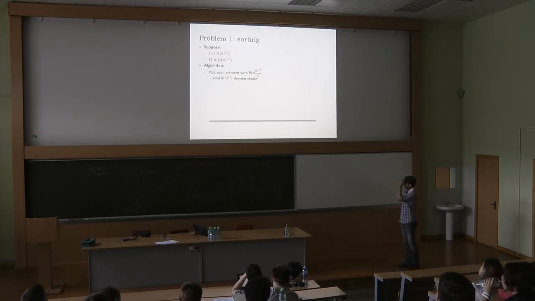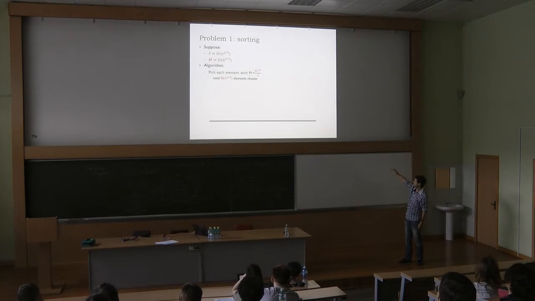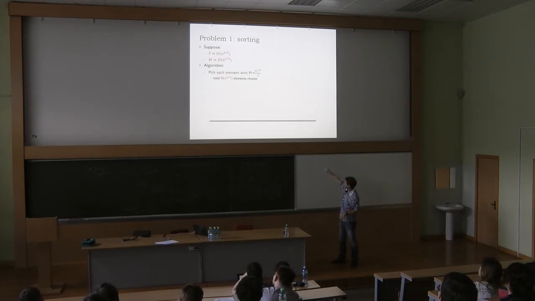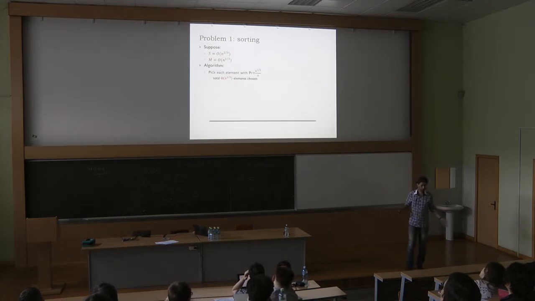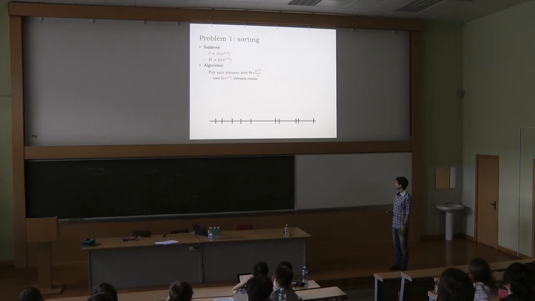Pictorially, let's say this is the line. Each point on the line is a different number that has to be sorted. Each machine will have an arbitrary subset of this line, so all these points are distributed across lots of machines. Each machine can completely independently, without any communication, pick a bunch of elements. It calls them chosen. Let's suppose these are the chosen elements, and there are root n of them.